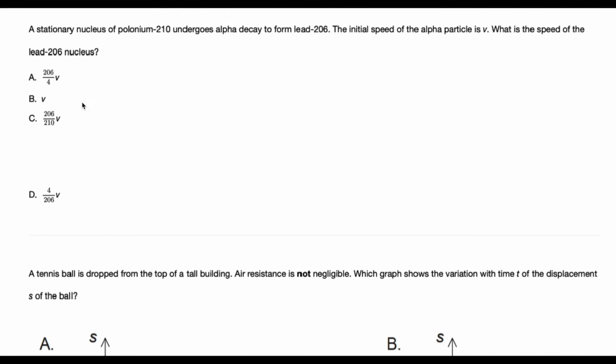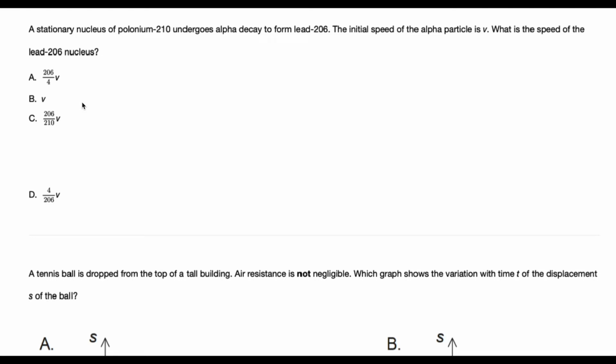A stationary nucleus of polonium-210 undergoes alpha decay to form lead-206. The initial speed of the alpha particle is V. What is the speed of the lead-206 nucleus?